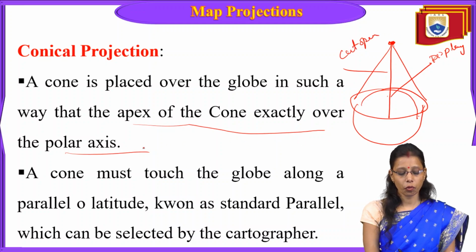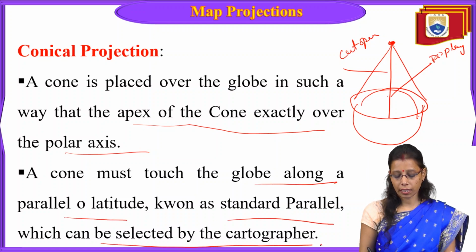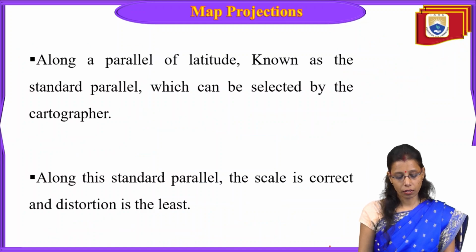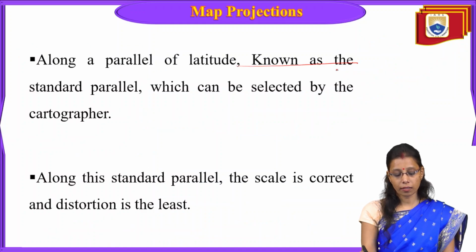The cone must touch the globe along a parallel latitude known as the standard parallel, which can be selected by the cartographers. So along the standard parallel, the scale is correct and distortion is least.